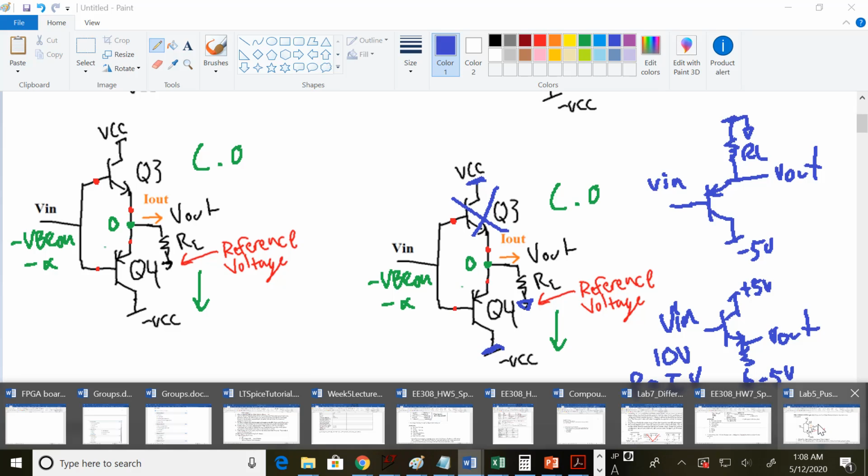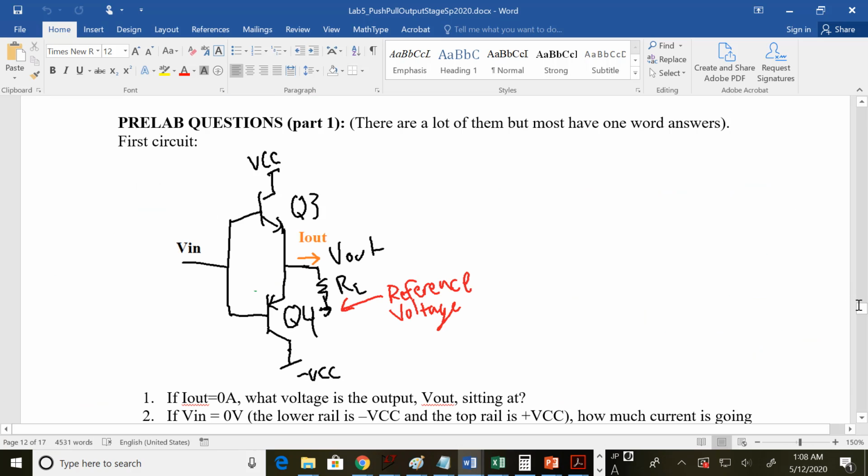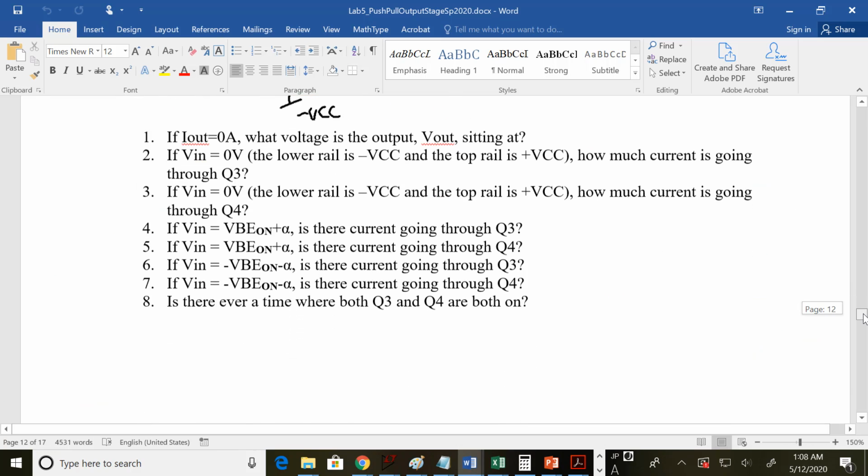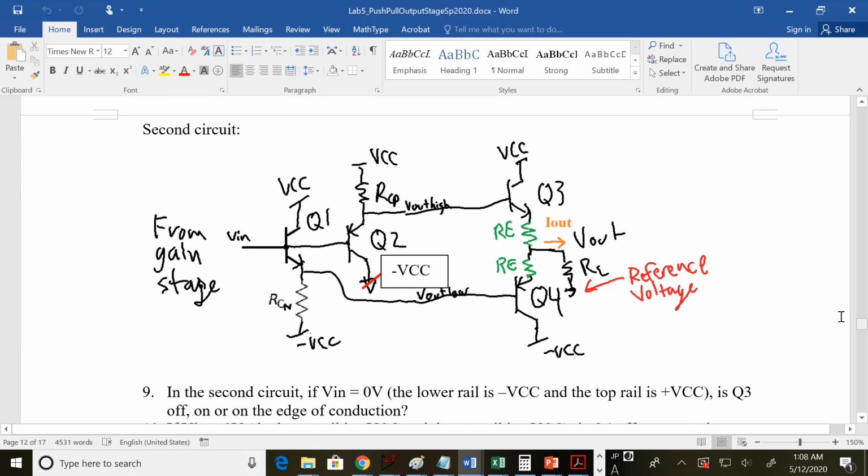So it's got all the important points, that it's two common collectors that are just switching between each other. And the reason why it's advantageous is because when the top common collector is on, you're using half the voltage you would if you just used a single common collector here. But anyways, okay, so let's go through the questions real quick.